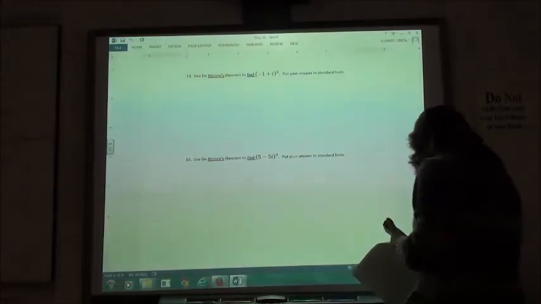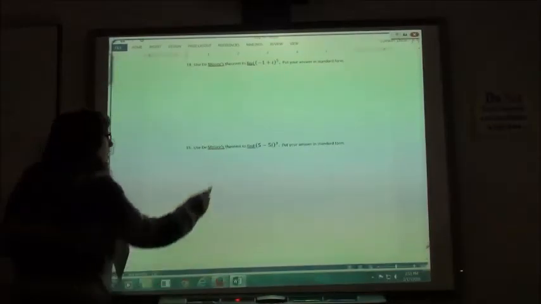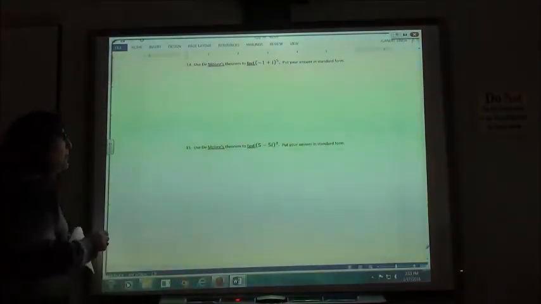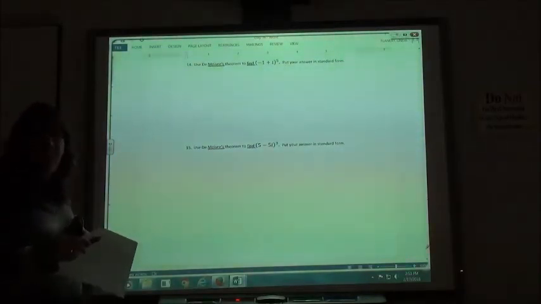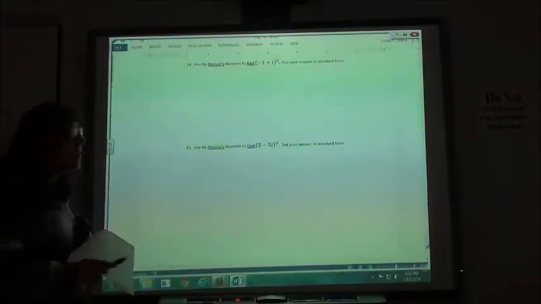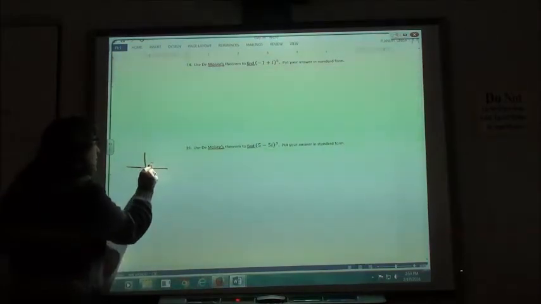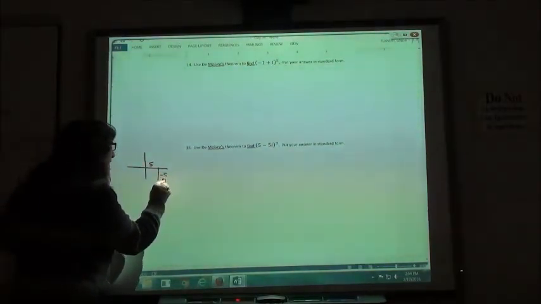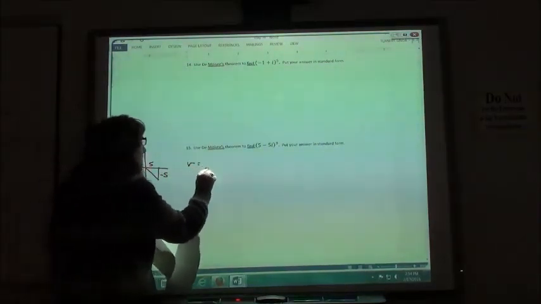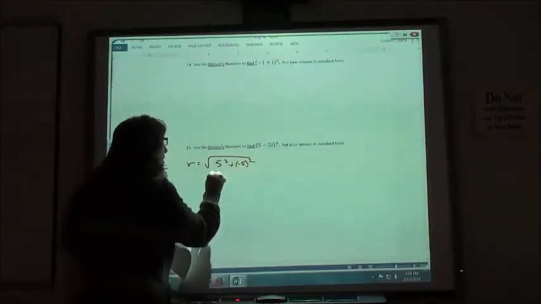Last one here. I'm going to clear the board so I've got a little more room, but it won't let me go up any higher. So I'm going to do 5 minus 5i to the third power. I could take 5 minus 5i times 5 minus 5i times 5 minus 5i, but I can use my theorem here and hopefully make it a little simpler. So again, 5 would be here, minus 5 would be down there. I'm going to be in quadrant 4. So my radius is going to be 5 squared plus negative 5 squared.